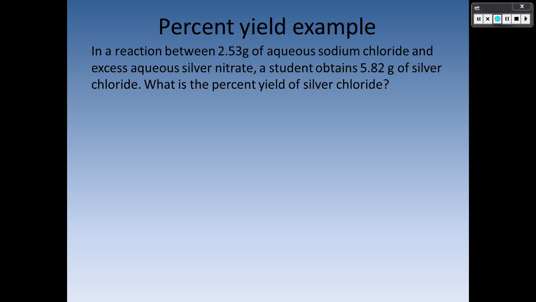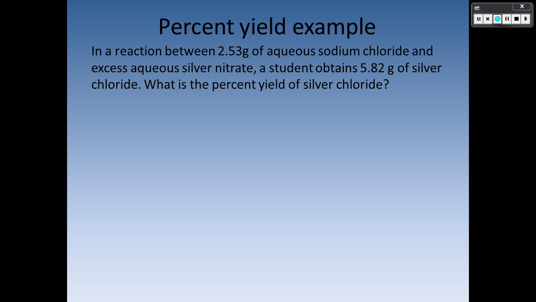So let's take this example. In a reaction between 2.53 grams of aqueous sodium chloride and excess aqueous silver nitrate, a student obtains 5.82 grams of silver chloride. What is the percent yield of silver chloride?